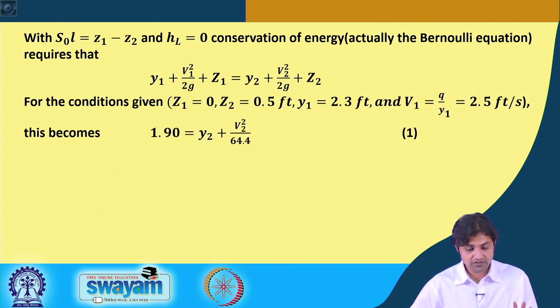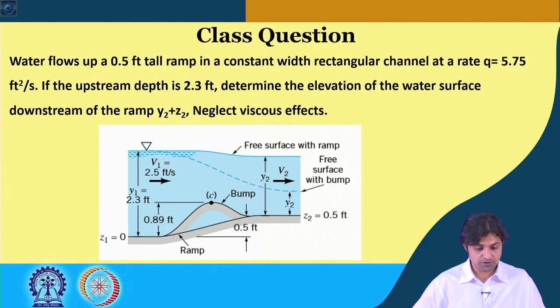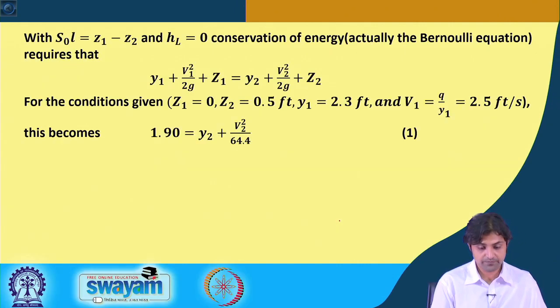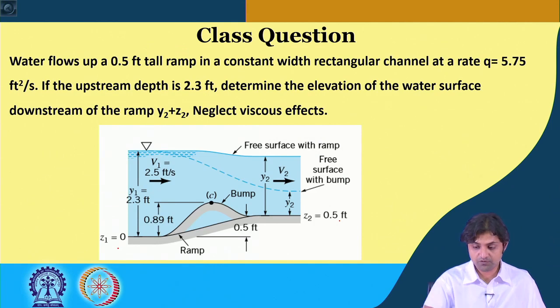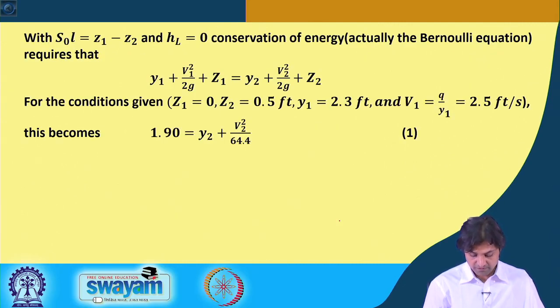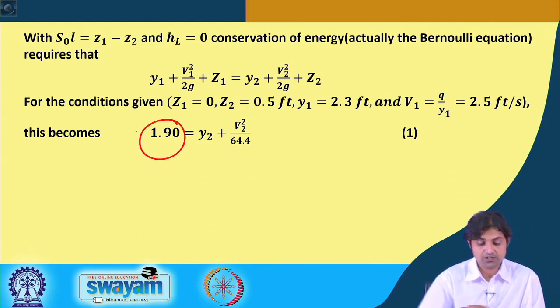For the conditions that are given, we know z1 is equal to 0, z2 is 0.5 feet. y1 is 2.3 feet. Therefore, V1 is given by small q1 by y1, which is 5.75 divided by y1, that is 2.3 feet, it gives 2.5 feet per second. Therefore, the left hand side value will turn out to be 1.90.